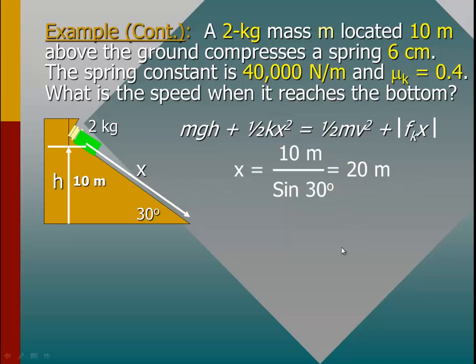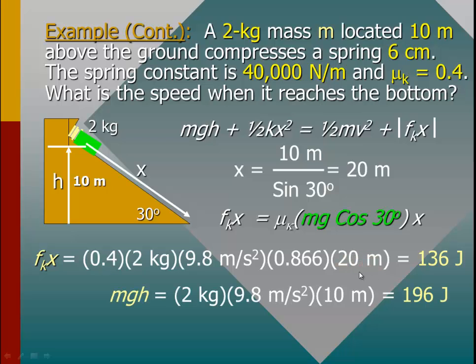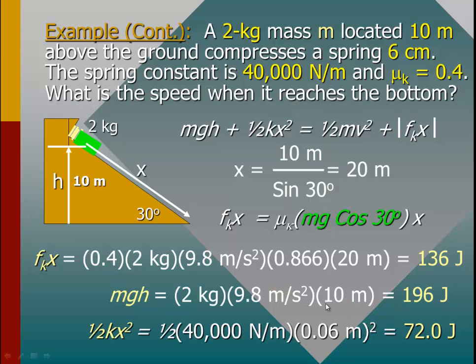So now I can find out the work done by friction. So here it is 136 joules. So I took my coefficient of kinetic friction times my mass times my gravity, and then this was the cosine of 30 times the displacement, which was x, 20 meters. So here is my initial potential energy, and again it's the 10 meters. And then I can find my energy stored in the spring, which is 1/2 k x squared, which is 72 joules.